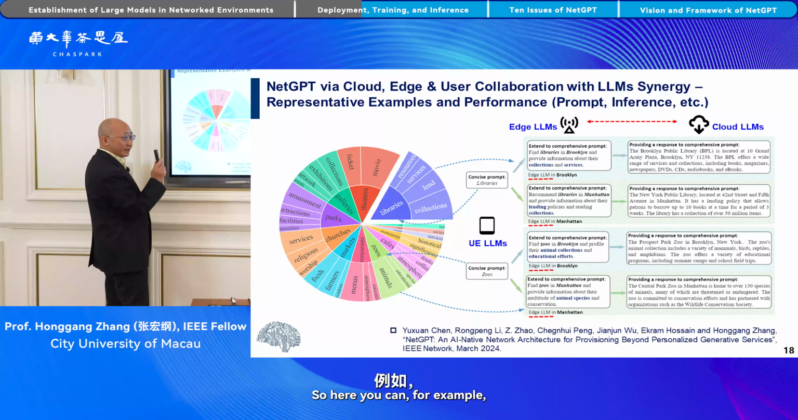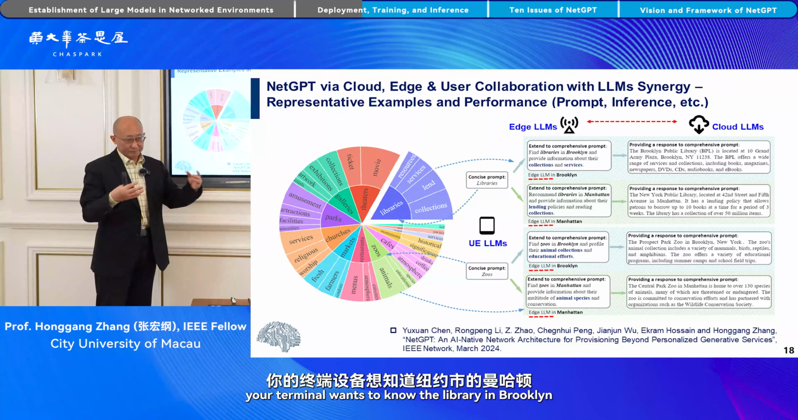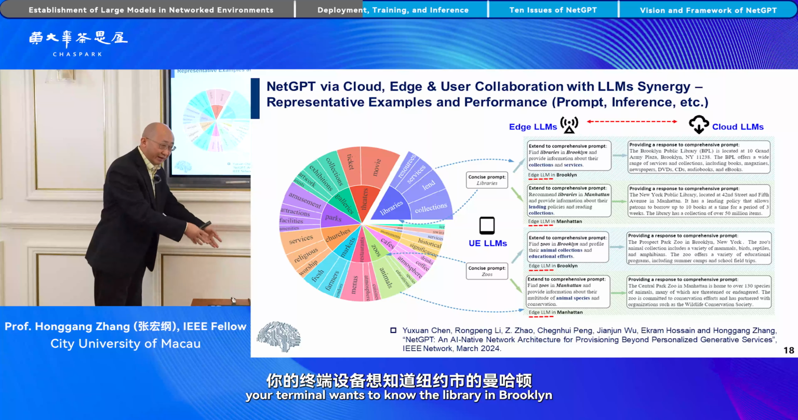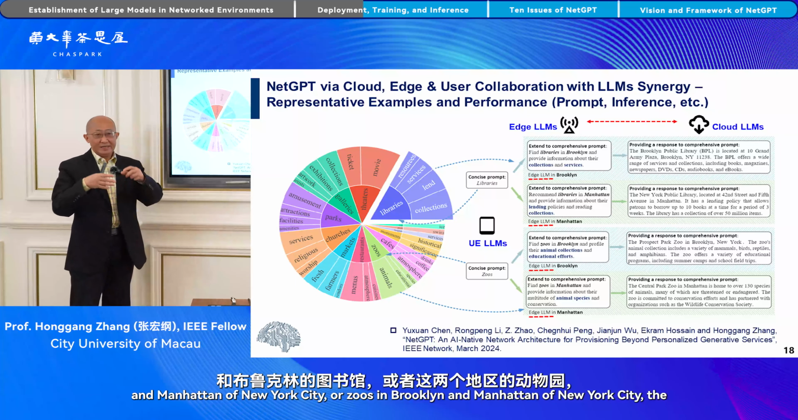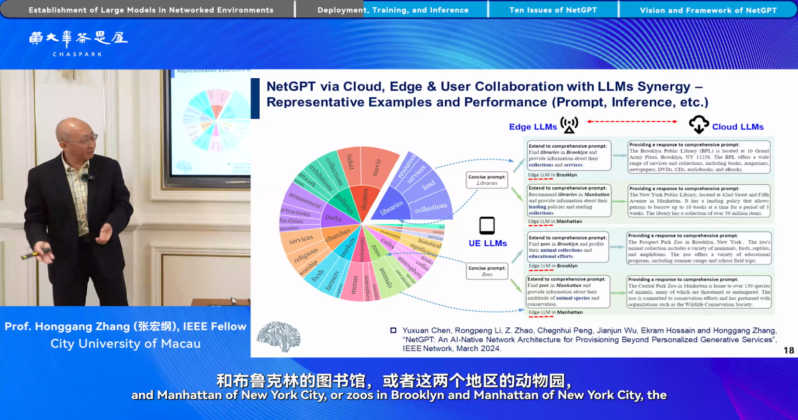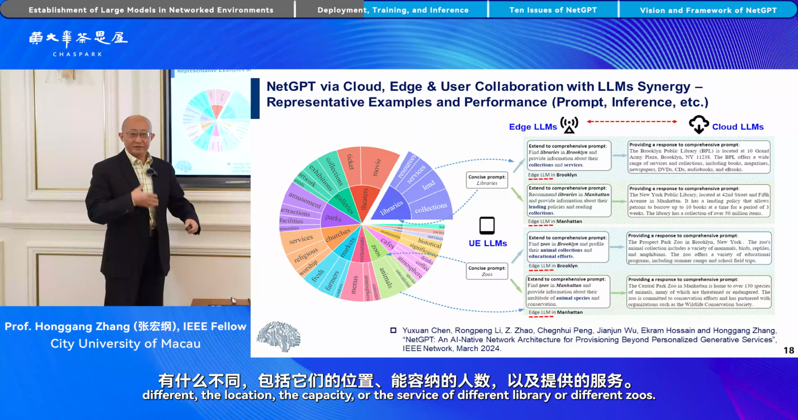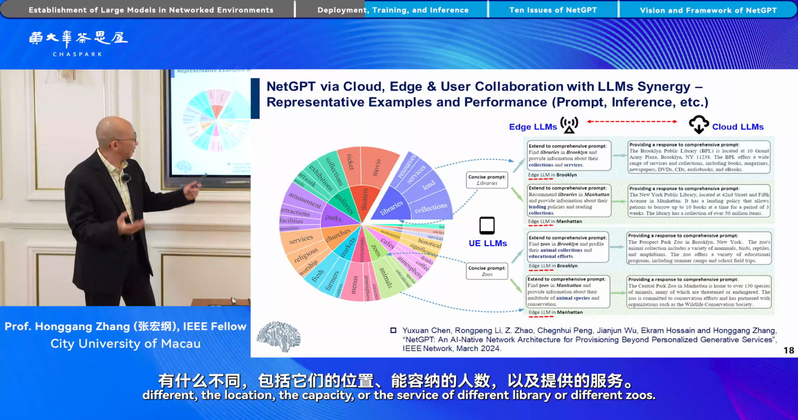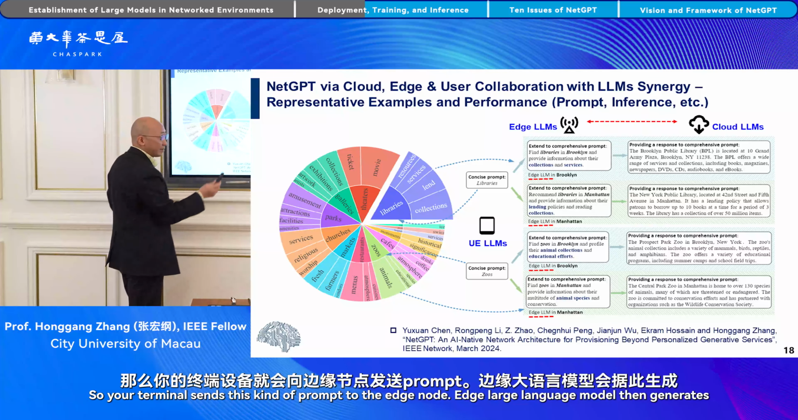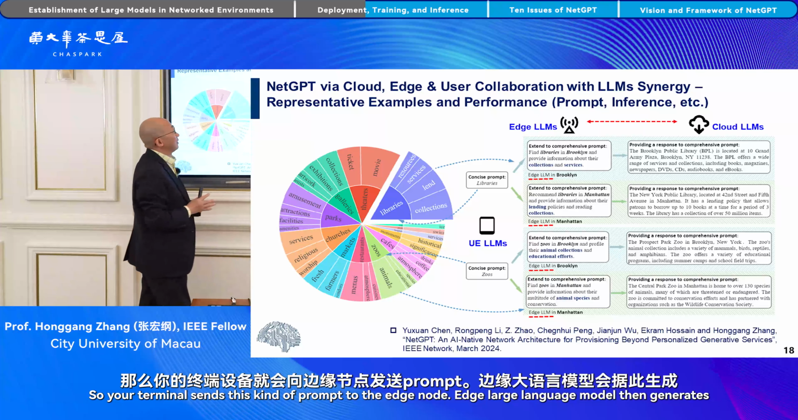So here, for example, your terminal wants to know the libraries in Brooklyn and Manhattan of New York City, or zoos in Brooklyn and Manhattan of New York City, the location, the capacity, or service of different libraries or different zoos. So your terminal sends this kind of prompt to the edge node.